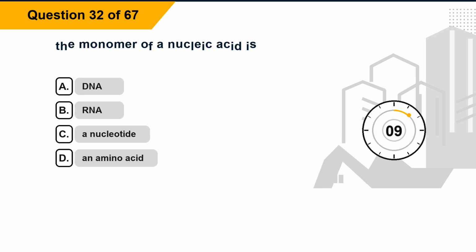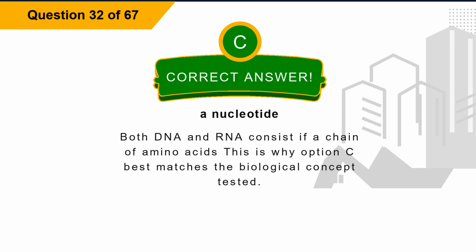Question 32. The monomer of a nucleic acid is Option A, DNA. Option B, RNA. Option C, a nucleotide. Option D, an amino acid. The correct answer is option C, a nucleotide. Explanation. Both DNA and RNA consist of a chain of amino acids. This is why option C best matches the biological concept tested.